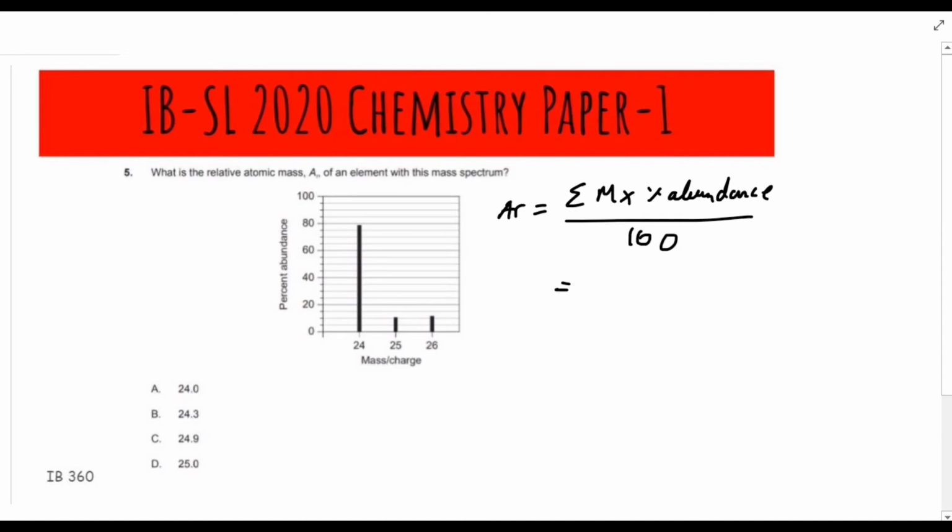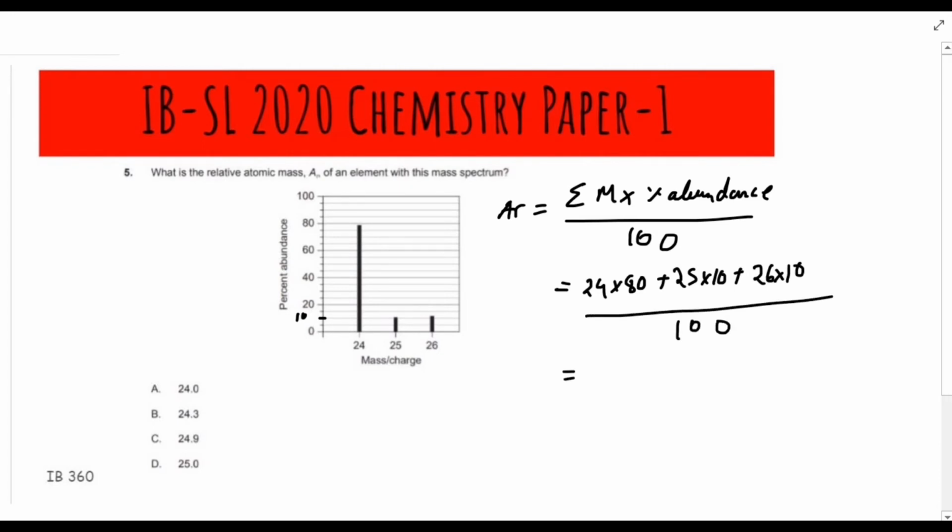The first one, mass is 24 times abundance is approximately 80, I can say. Second one, mass is 25 and the abundance is here, that is 10. So it's 25 times 10. And for the third one, the mass is 26 and again it's approximately 10, the abundance.